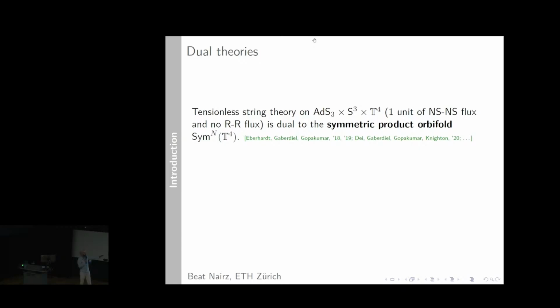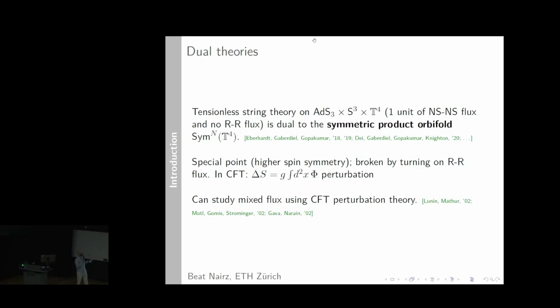So when you take AdS3 times S3 times T4, which has mixed flux, you turn off all the RR flux and you have minimal NS flux. It has been shown that this is the same as the 2D CFT, the symmetric product orbifold of T4. This manifests in a very pleasing way, but it is at a special point.